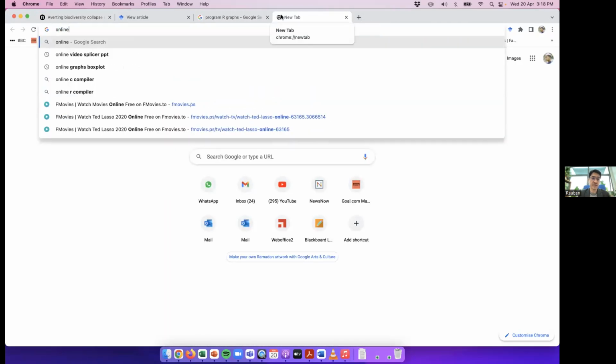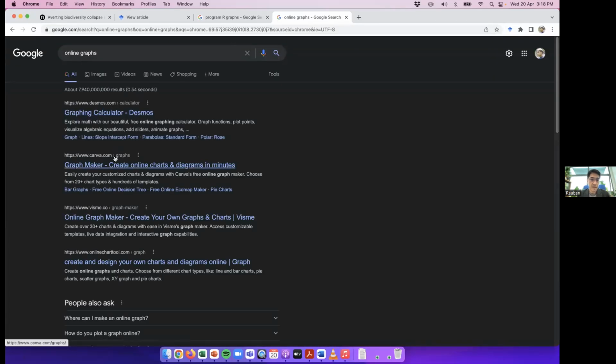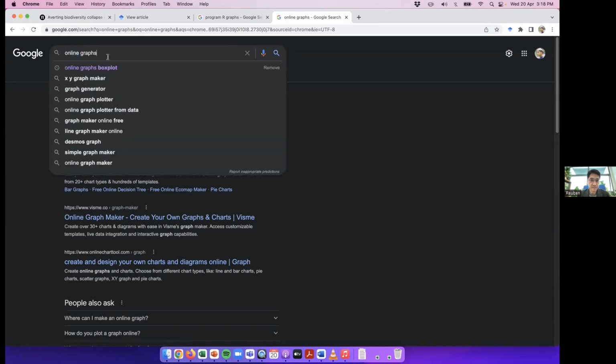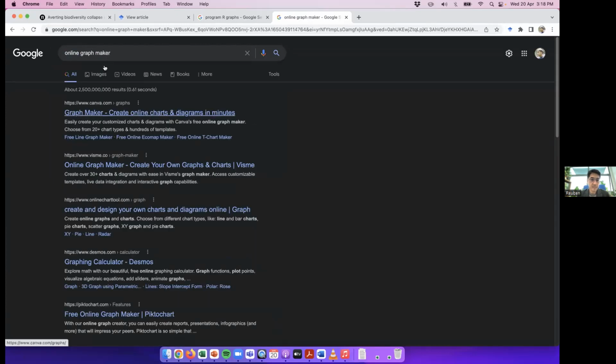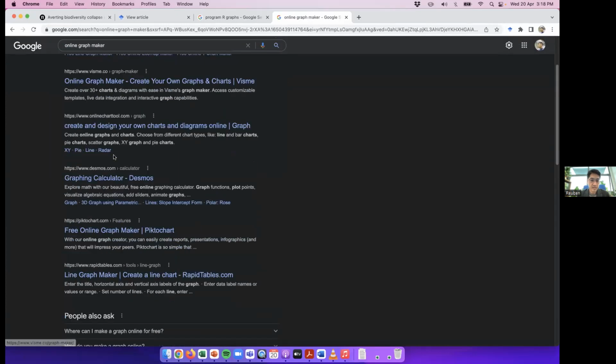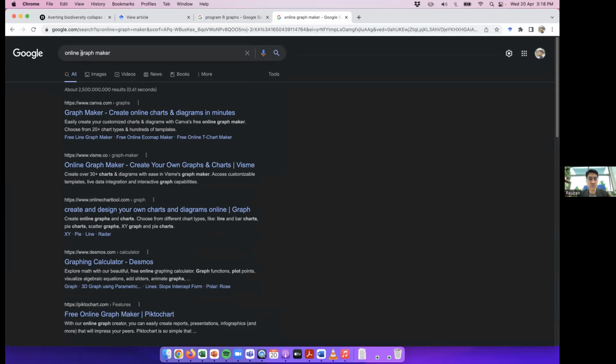But if you're interested in nicer graphs, there are new software. There are all these different free graph makers you can use apart from Excel, because Excel gives you the usual boring graphs and figures.